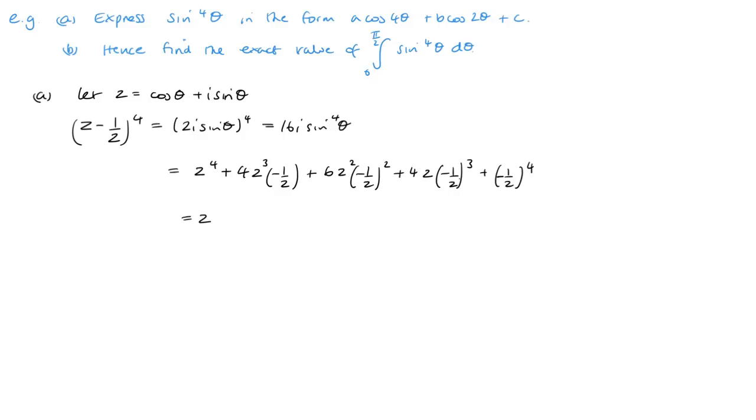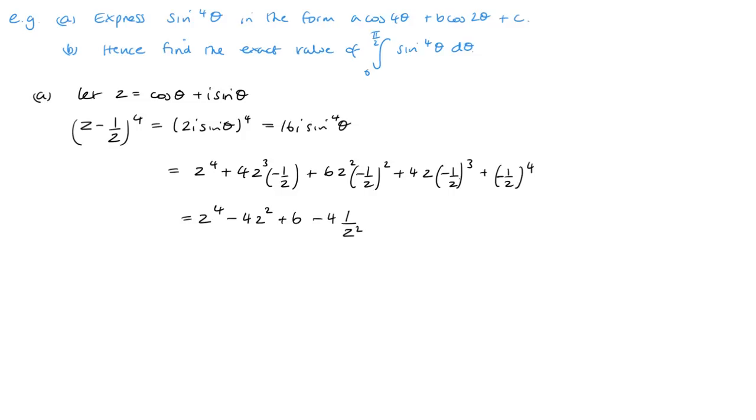So this gives me z to the power 4, not plus, minus 4 z squared plus 6. Now we've got 4, this is going to be minus, isn't it? So minus 4, and it's going to be 1 over z squared.